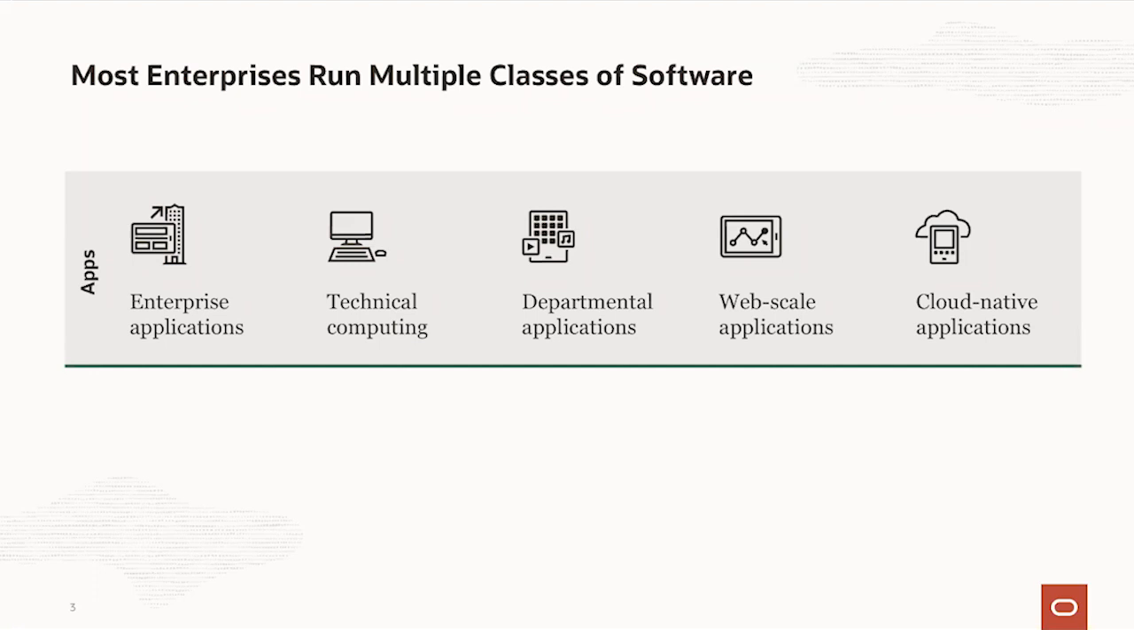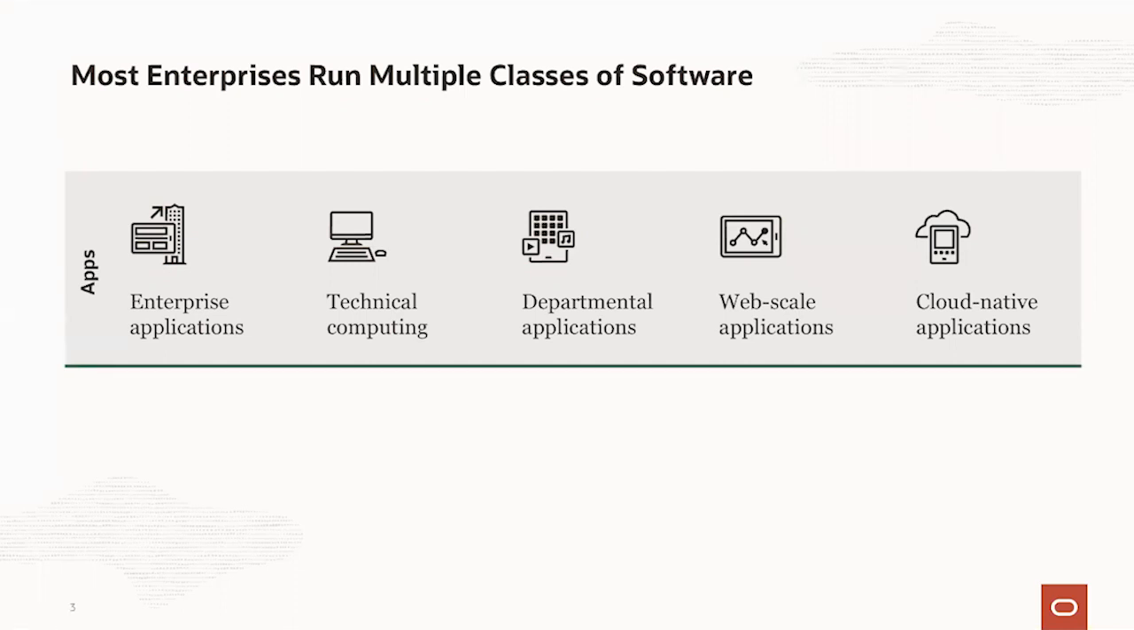They also have legacy departmental applications that are used for things such as reporting and analytics, and then web scale applications that support millions of users for functions such as e-commerce and mobile services. And then they often have some cloud native applications that scale horizontally and are meant for the cloud, such as social networks or video streaming.